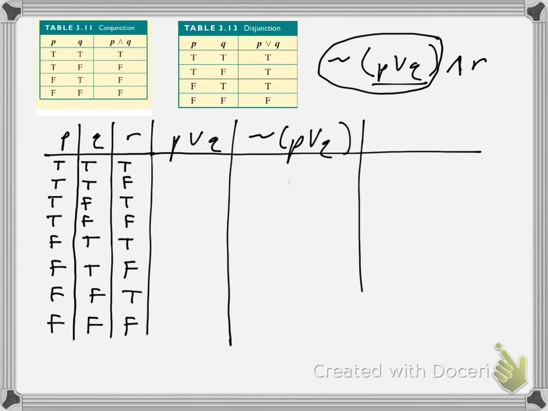And then we need our final answer. I'm slowly building out from the inside of the parentheses out. Then I need a not P or Q and R, which is the final statement. So this will be my final answer.